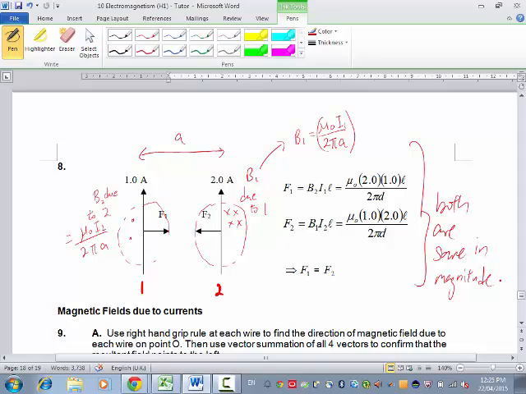So what's the B2? Why? Because I want to find the force on wire 1. So I have to use the magnetic field of wire 2. He must be sitting in other people's magnetic field to find the force. He cannot be sitting in his own magnetic field. No way.